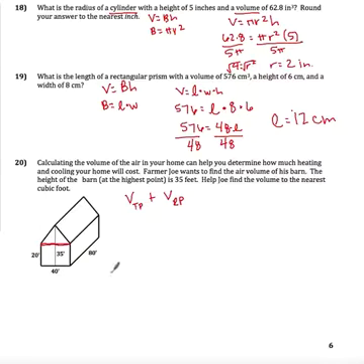So for the triangular prism, our volume would be equal to big B times H, but our big B, because it would be a triangle, would be 1/2 the base of the triangle times the height of the triangle times the height of the entire prism. Our rectangular prism would also have the same formula, but this time our big B, because our base would be a rectangle, would be length times width times height.